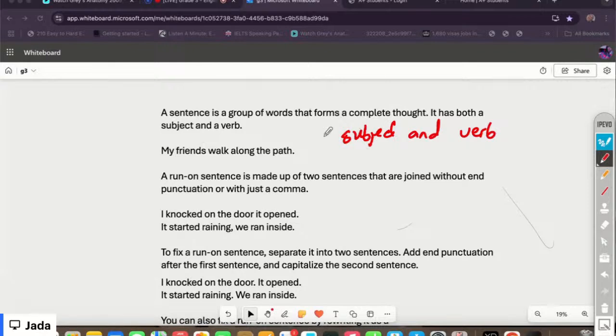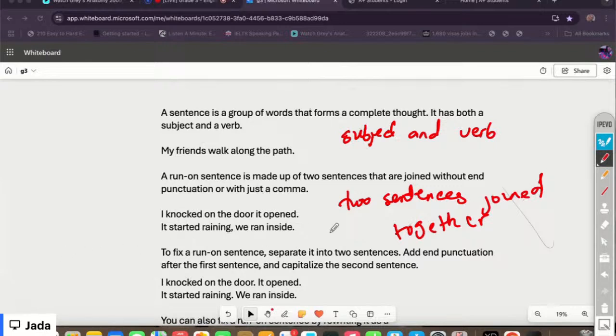And then the run-on sentence is made up of two sentences that are joined together without punctuation or with just a comma. So, two sentences joined together, without a punctuation or with just a comma.